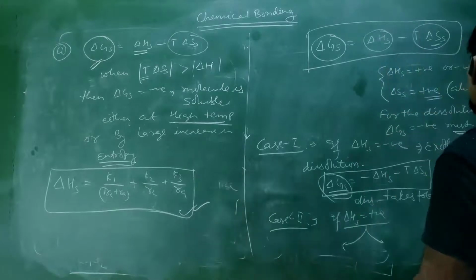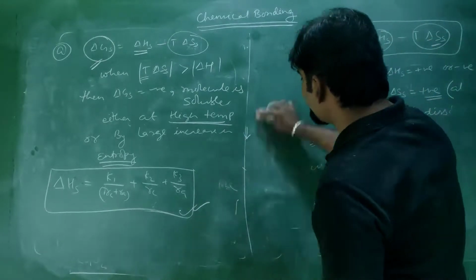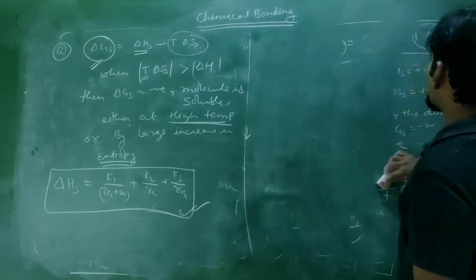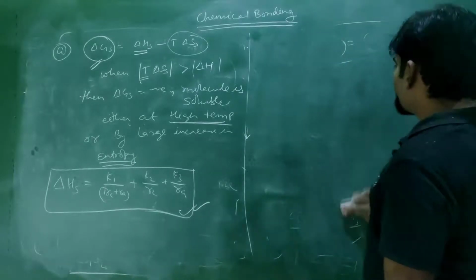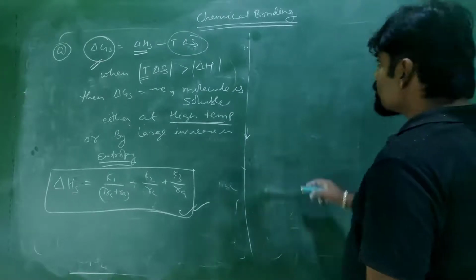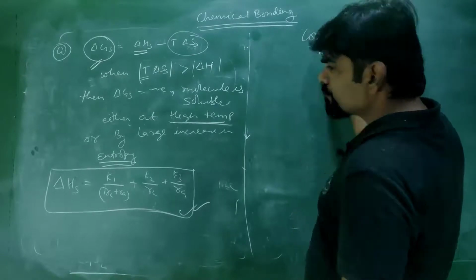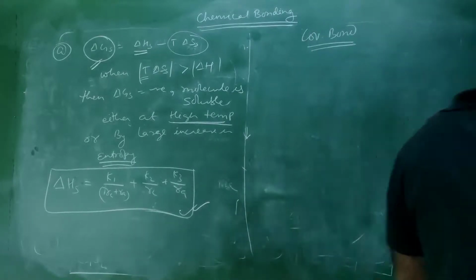This is about the variation of solubility, variation of melting and boiling point, and characters of ionic bond, polarization and all. Okay. Now we will go for covalent bond.